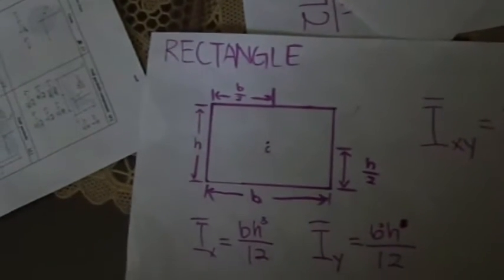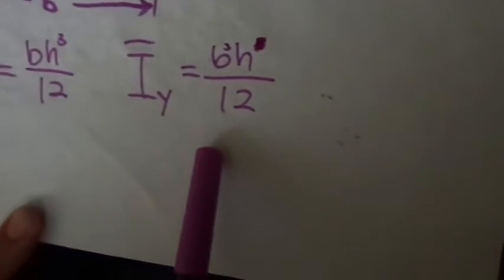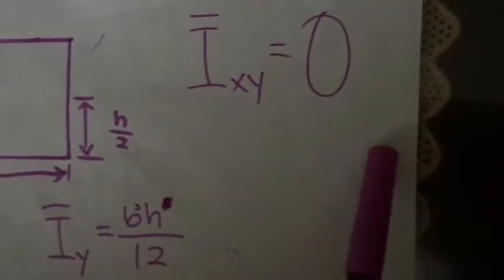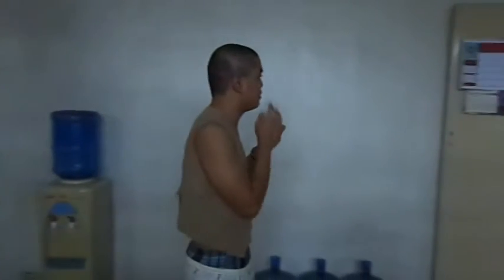In a rectangular form, here is how you solve the moment of inertia. This is the base, here is the height. To get the moment of inertia at the x-axis, the formula is I bar x is equal to bh cubed over 12. To get the moment of inertia at the y-axis, the formula is I bar y is equal to b cubed h over 12. The formula for the moment of inertia at the xy axis is equal to 0. Triangles, isosceles triangles, right triangles, but I still can't find the magic lamp.